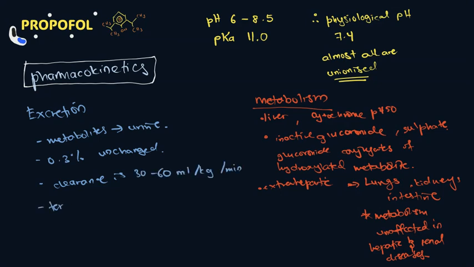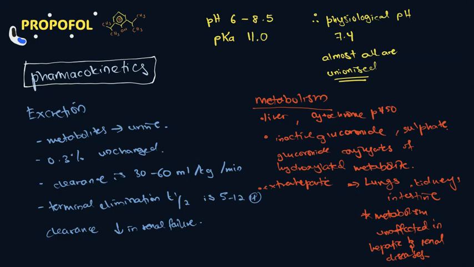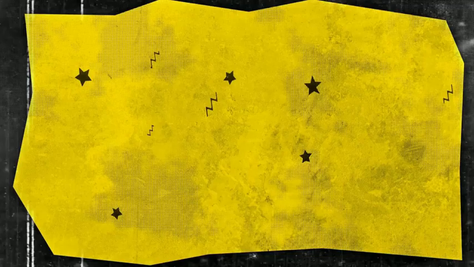Clearance of propofol is 30 to 60 ml per kilogram per minute, and its terminal elimination half-life is 5 to 12 hours. Remember that terminal elimination does not reflect the duration of action of propofol, it just reflects how long the propofol lingers in your system. Clearance of propofol is reduced in renal failure, but because propofol's metabolites do not have any active activity, there won't be any prolonged effect of propofol even in renal failure.